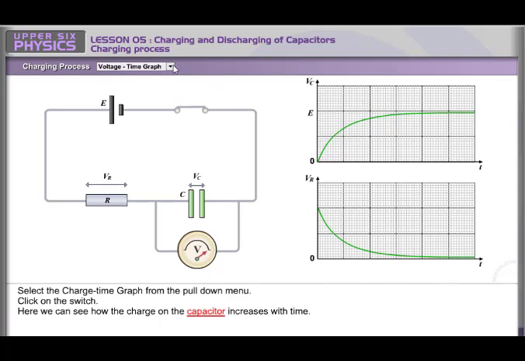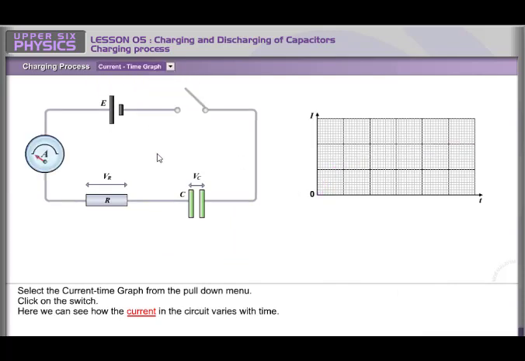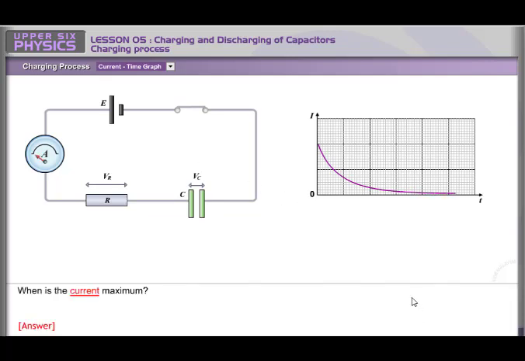Select the charge-time graph from the pull-down menu. Click on the switch. Here, we can see how the charge on the capacitor increases with time. Select the current-time graph from the pull-down menu. Click on the switch. Here, we can see how the current in the circuit varies with time. When is the current maximum? Answer: the current is maximum the moment the switch is closed.